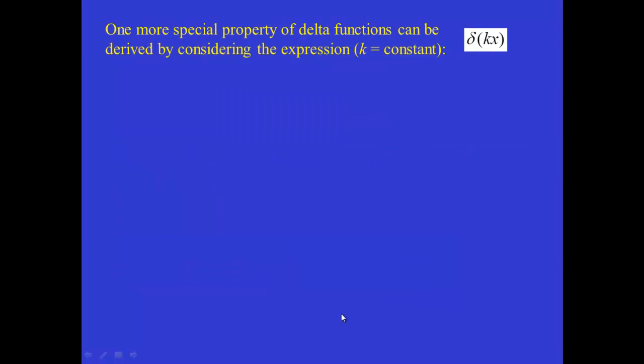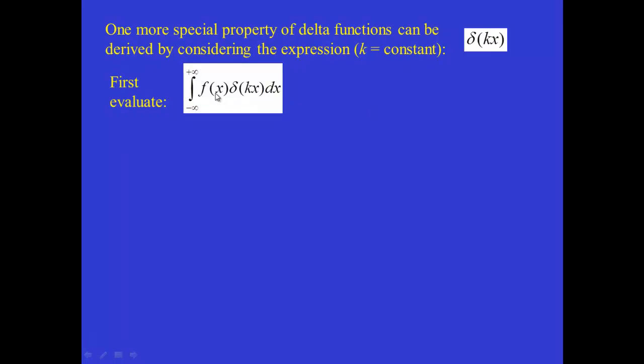One more special property of delta functions can be easily derived by imagining that we have an expression delta of some constant k times x. What that k really does is change the width of the delta function in an interesting way. So in order to evaluate this, let's first do a variable substitution. We'll take the integral that involves some general function f of x times delta of kx, and we're going to let y equal kx, so that dx would be 1 over k dy. And now we'll substitute both of these into the integral.